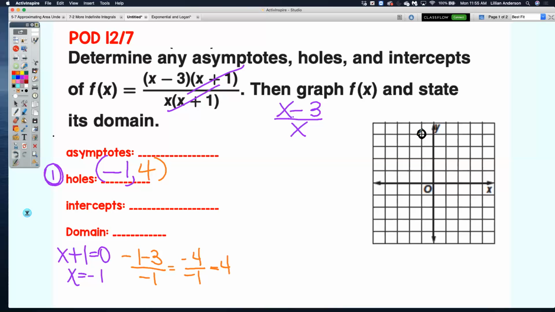So now that I've taken care of my hole, I actually don't have 2 vertical asymptotes, I only have 1. Where is it located? 0. Be a little more specific. It's x equals 0 for your vertical asymptote. You find your vertical asymptotes by setting the simplified denominator equal to 0. How do I draw a vertical asymptote? With a dotted line, okay? So x equals 0.